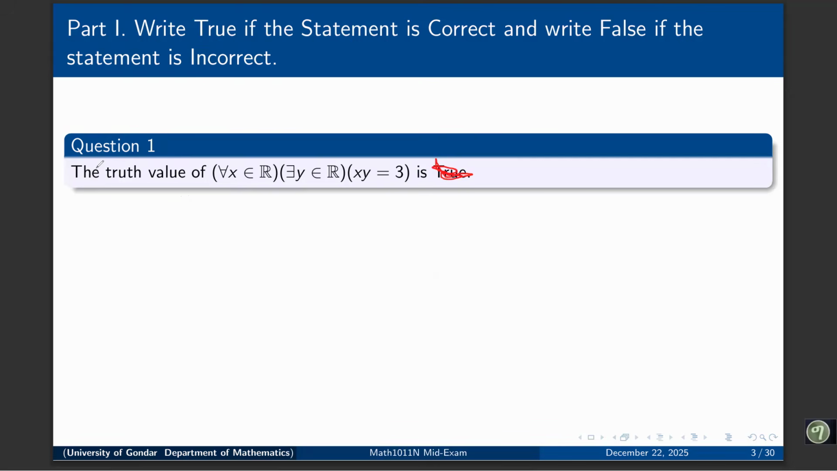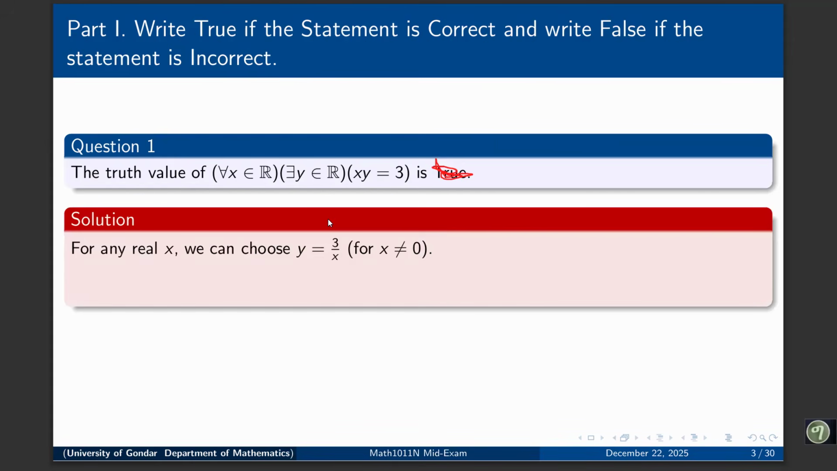So the question says: the truth value for ∀x ∈ R, ∃y ∈ R satisfying x·y = 3, is blank. We know that this will be true if and only if for every number x, we can find the corresponding y within the same set, that is a real number, satisfying this condition. But if we can obtain at least one element x which doesn't have any corresponding y satisfying this condition, then the statement will become false.